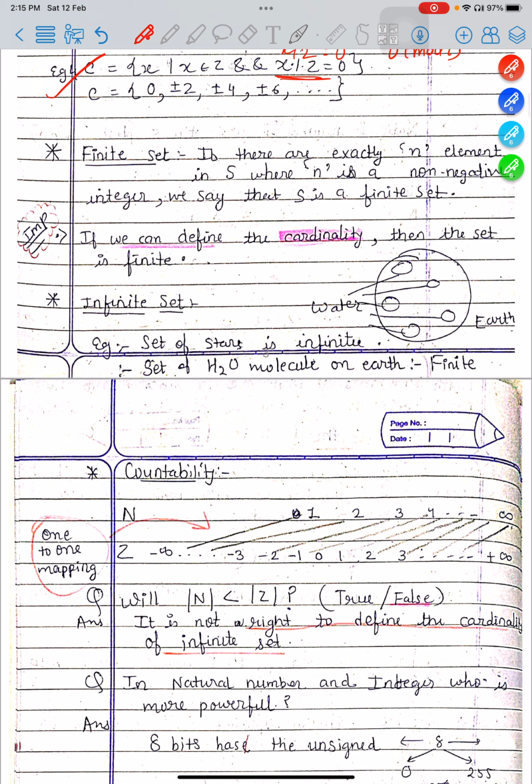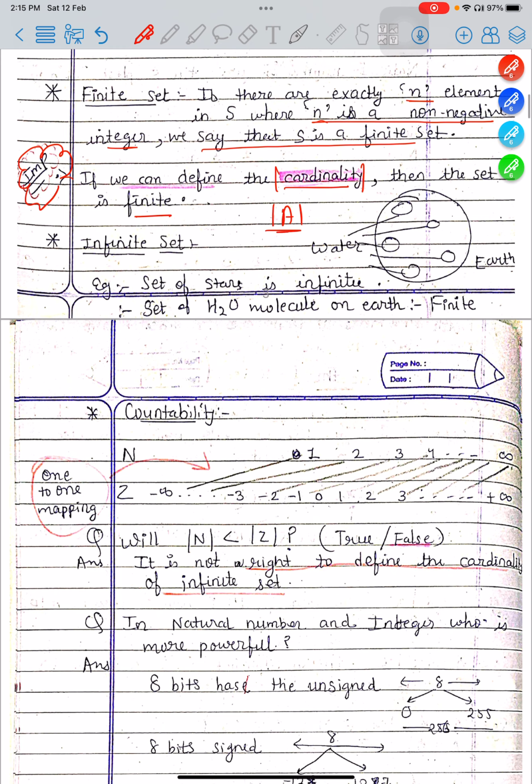Finite set. If there are exactly n elements in a set, where n is a non-negative integer, we say that S is a finite set. Okay, we can define the cardinality. This is a very important definition. When we can define the cardinality, which I write like this, |A|, then we can say that the set is finite. Infinite set: the set of stars is infinite.